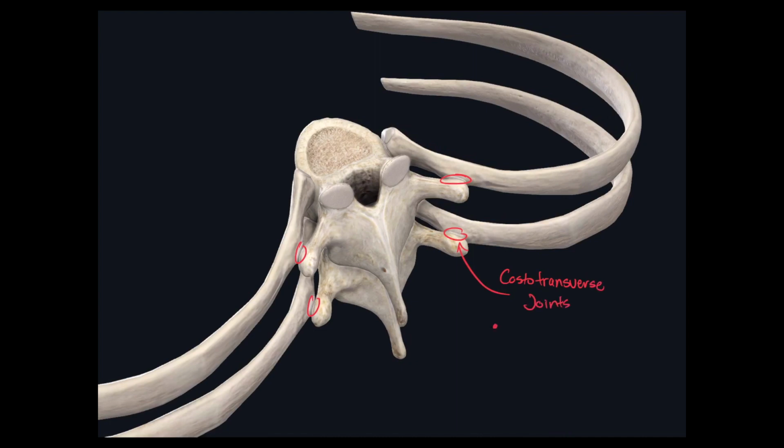Their classification is planar joints. Another set of joints found within the thoracic vertebrae and ribs are located here. The names of these joints are very complex, so you're going to have to pay attention to how they're spelled out. These joints are called joints of a head of a rib. Again, the name of these joints are very complex. The classification for these joints are also planar joints.